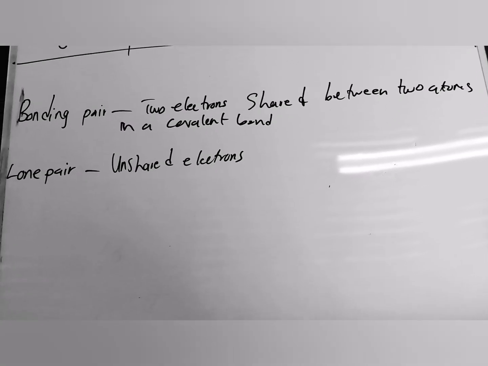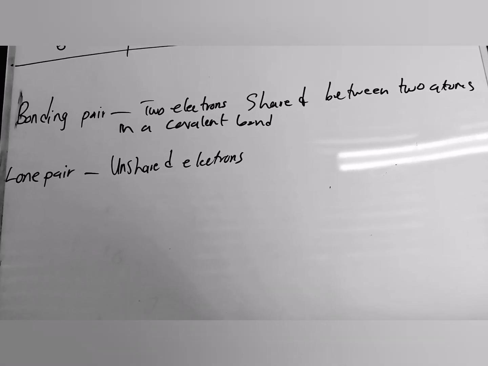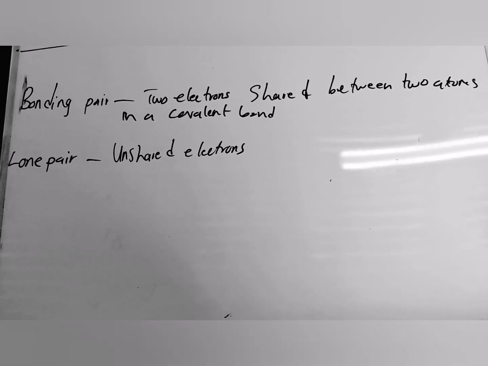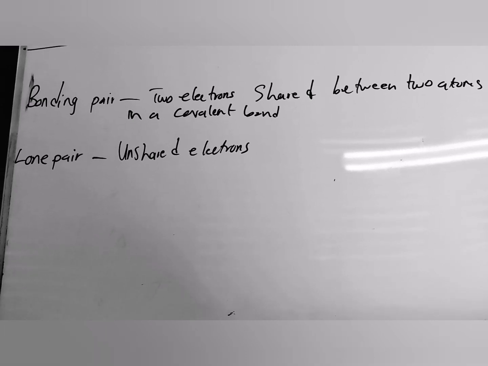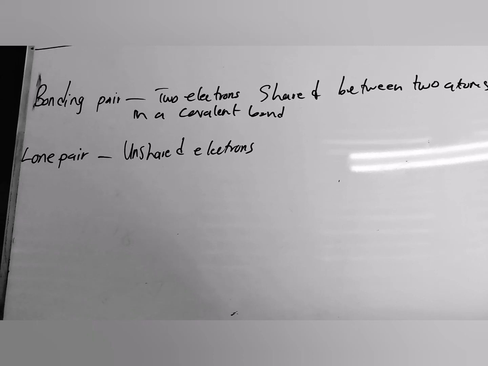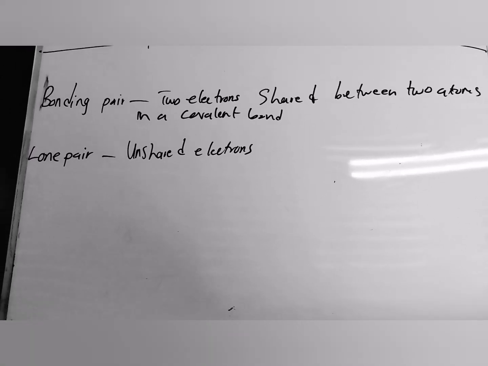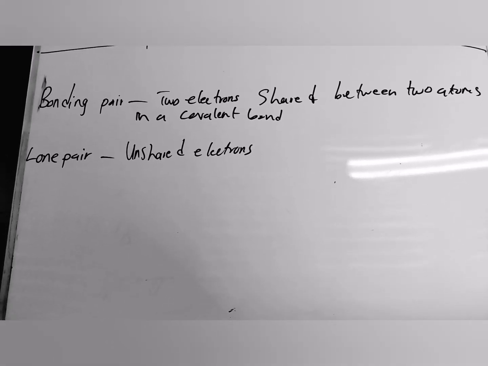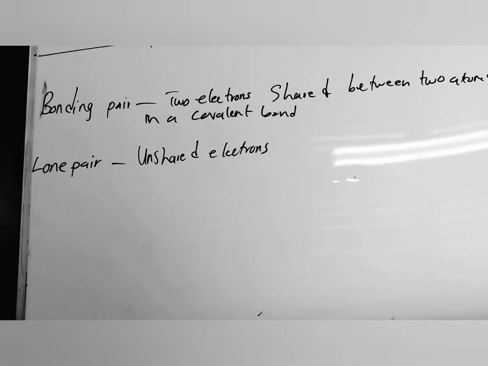There are two definitions or terms that you must know. Bonding pair: two electrons shared between two atoms in a covalent bond. Then a lone pair, which is an unshared pair of electrons. So we're going to talk about these two terms here in molecular shape. They are very important. Make sure that you know them. These are 2 marks for bonding pair. They normally ask them in exams. So that's very important, guys.